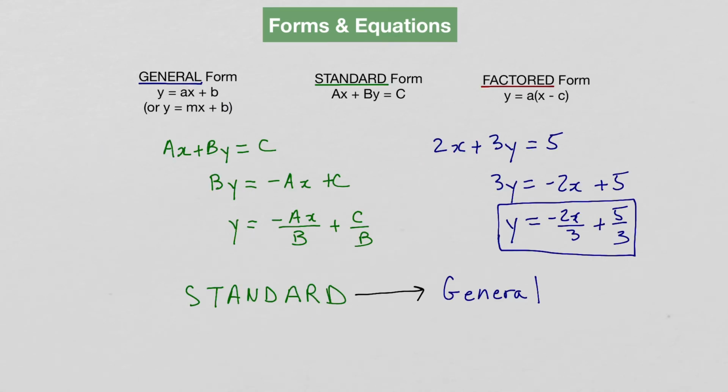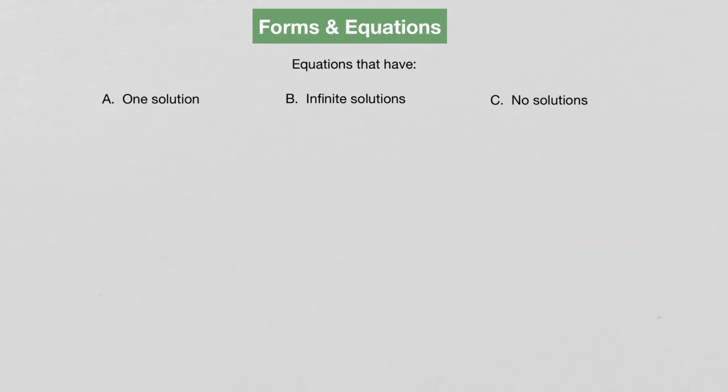We just covered how to convert standard form to general form and then general form to standard form. Now I'm going to share with you equations that have one solution, infinite solutions, or no solutions. So here are the three different kinds: one solution, infinite solutions, and no solutions. I'm going to give you an example of each one so you have an understanding of what each one of those means.